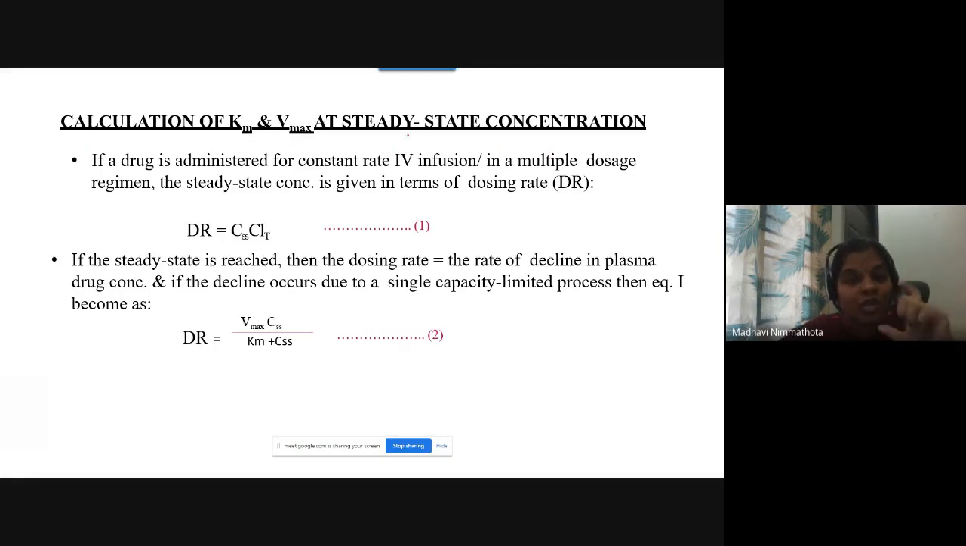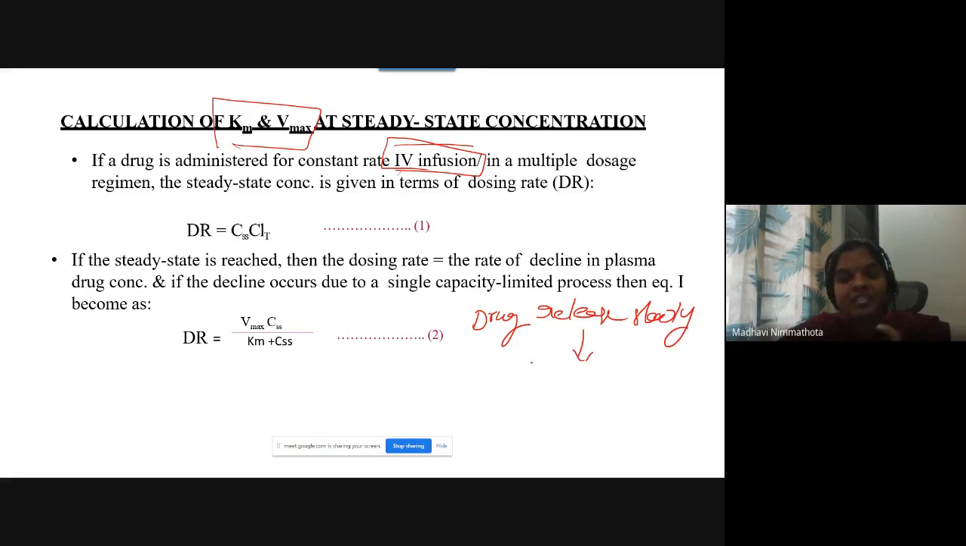So when you are going to calculate this Km and Vmax at steady state, how will you obtain this steady state? You already know about IV infusion. So what do you mean by IV infusion? The drug release takes place very slowly. The drug release takes place slowly. So for that reason, the drug will be released over prolonged periods of time. So in this case, you need to consider the dosing rate. Why? Because the drug will be released over a prolonged period. It will not be released rapidly.